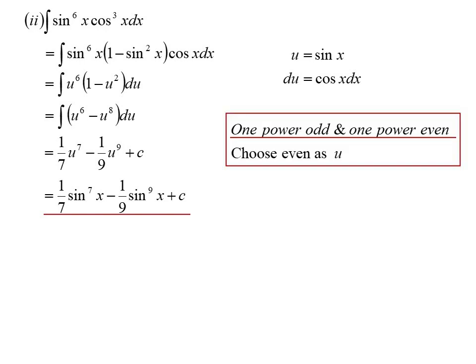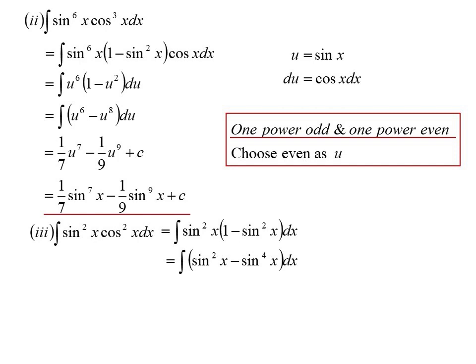So in other words, the odd one is the one I'm going to pull out to be the du. Both even then: sine squared, cos squared. Well, I'll just change one of them to be the other. I've chosen the cos squared to make 1 minus sine squared. I could have chosen the sine squared to be 1 minus cos squared, but now I only have one trig ratio in there, sine, and then I just deal with each individual bit.